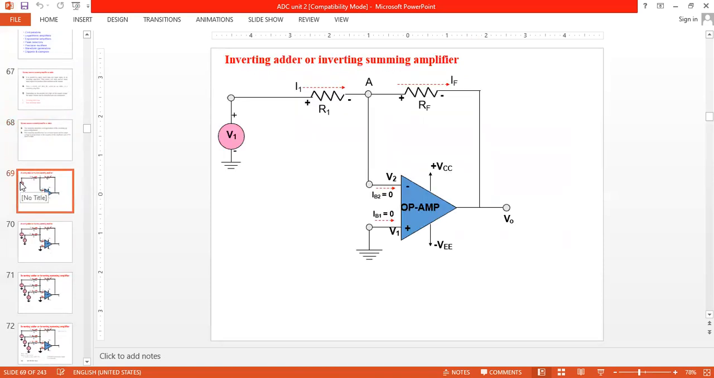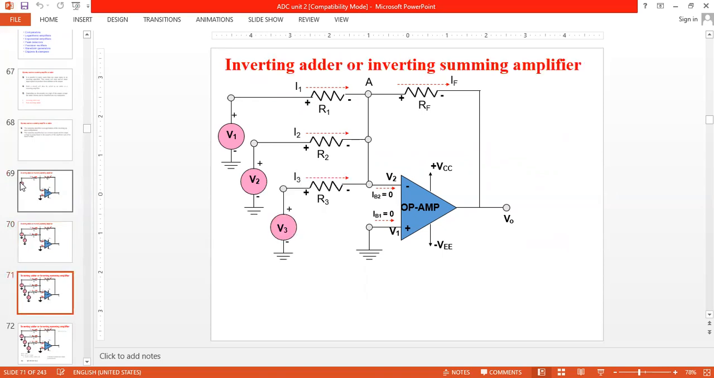So this is a model. That means we are giving input to the negative terminal. First input, second input, that is V1 and V2, then third input. So all the inputs we are giving to the inverting terminal, so it is called inverting adder.